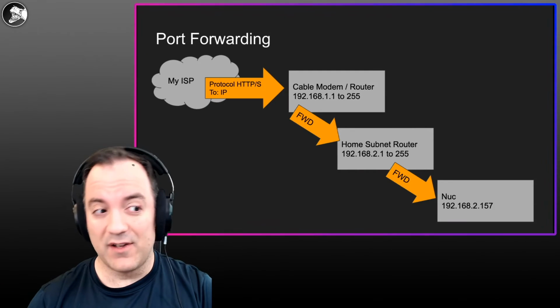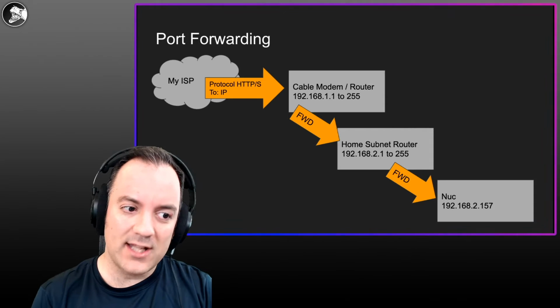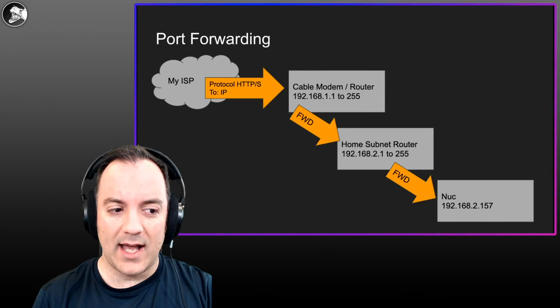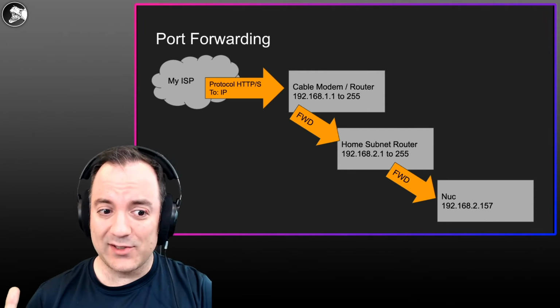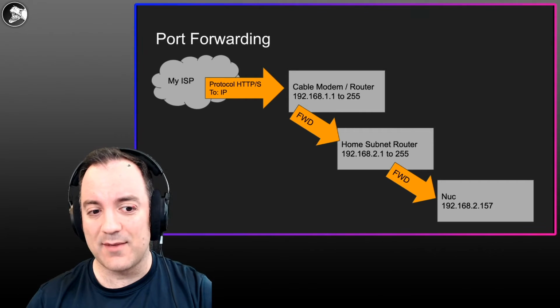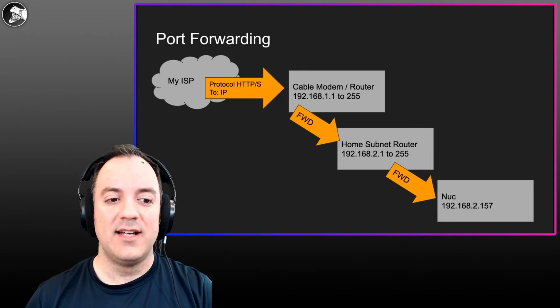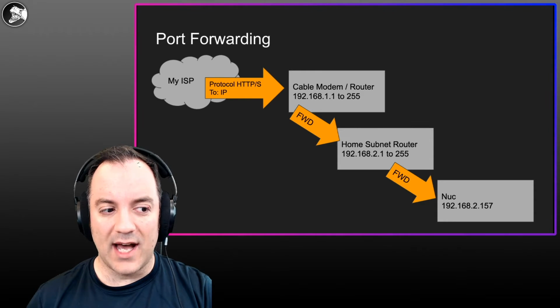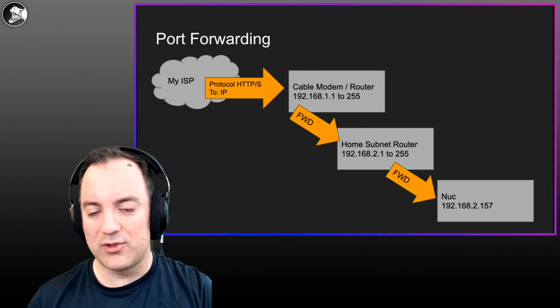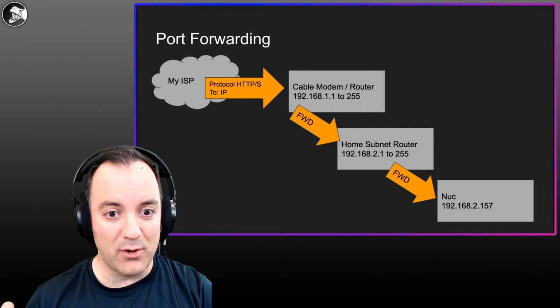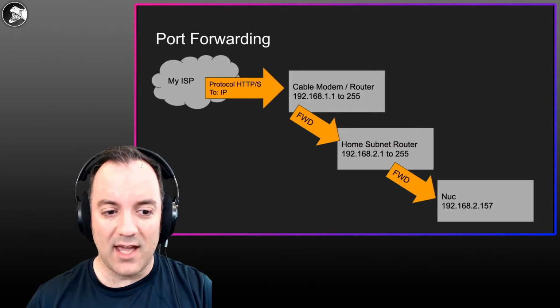The next thing you have to figure out is port forwarding. So my internet service provider gives me an IP address. It's not particularly static, so I might have to mess with this if something changes. But I have an IP address for my house, effectively, and that is what the ISP is responsible for getting people to my front door, to my cable modem router that my ISP gave me.